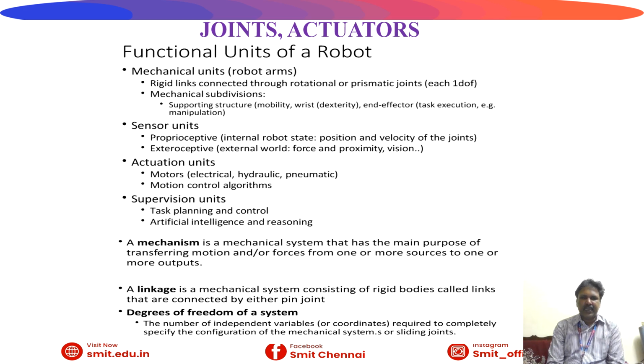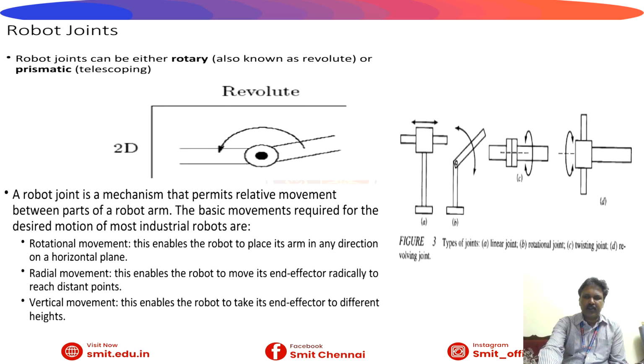A linkage is a mechanical system consisting of rigid bodies called links that are connected by joints, such as pin joints. This type of links and joints is a basic concept we have studied in kinematics and dynamics of machinery. Mostly mechanical students study it, and mechatronics students might also have discussed this topic, as well as degrees of freedom, in earlier semesters. The degrees of freedom is the number of independent variables or coordinates required to completely specify the configuration of the mechanical system. In short form, we call it DOF.